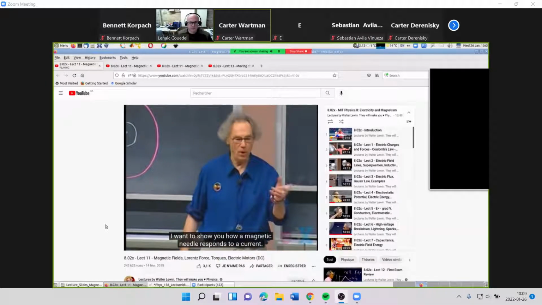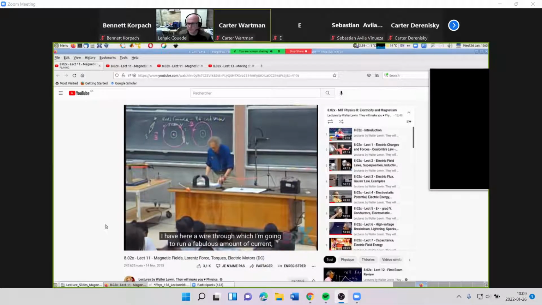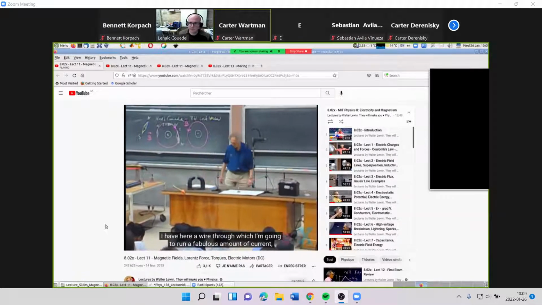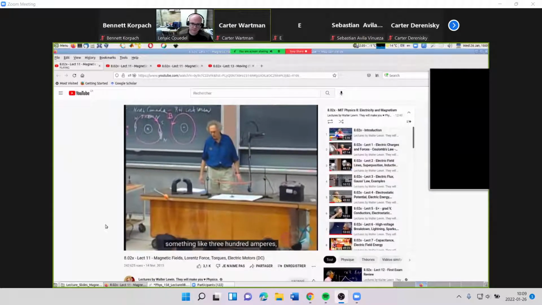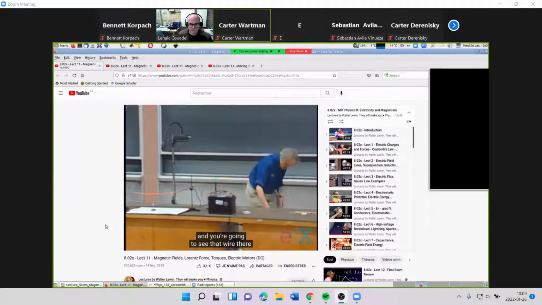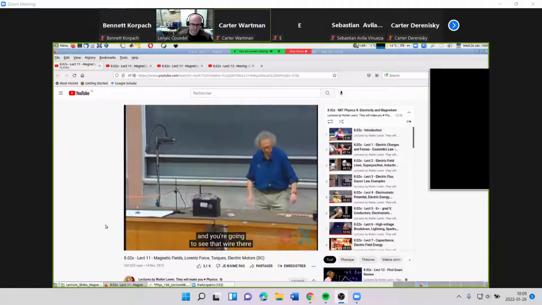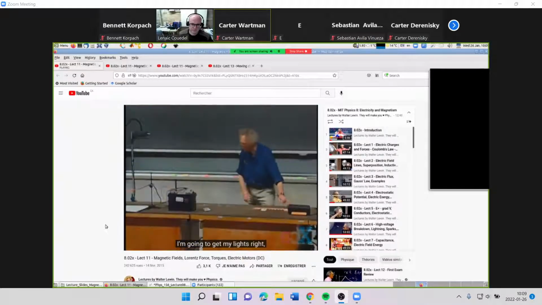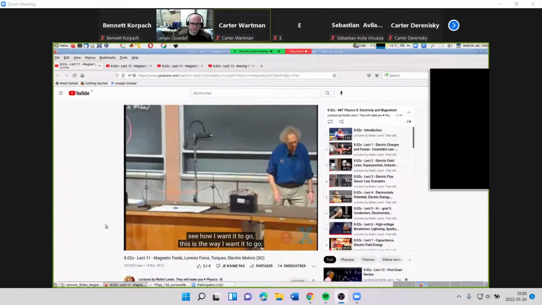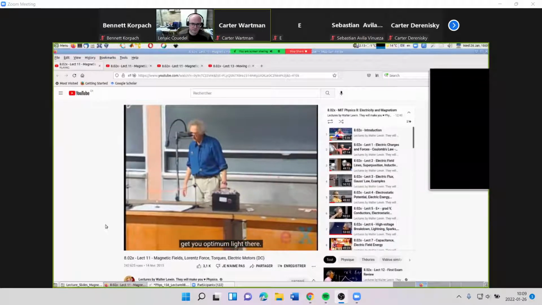Needle responds to a current. I have here a wire through which I'm going to run a fabulous amount of current, something like 300 amperes. And you're going to see that wire there. I'm going to get my lights right. Let me see how I want it to go. This is the way I want it to go, to get you optimum light there.